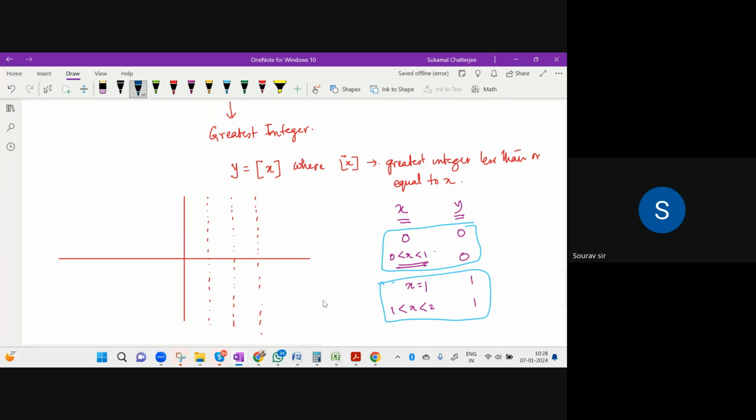So the graph of the function starts from 0 and goes up to 1, but it is not touching 1. There will be a gap here. The moment it reaches 1, it jumps to the next value, which is 1. Again, it stays at 1 when it is almost near 2. The moment it reaches 2, it will jump to the value of 2, and so on. So this is the graph of this function. On the negative side also, it will be like this.